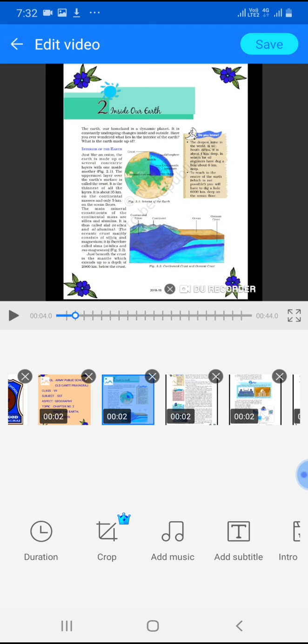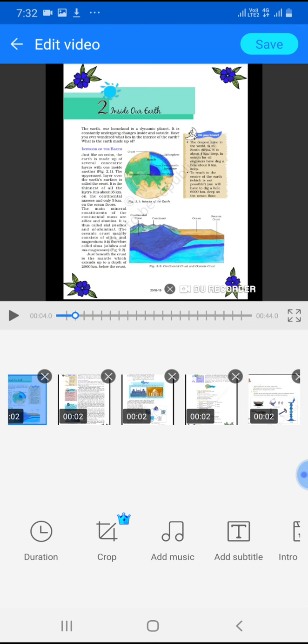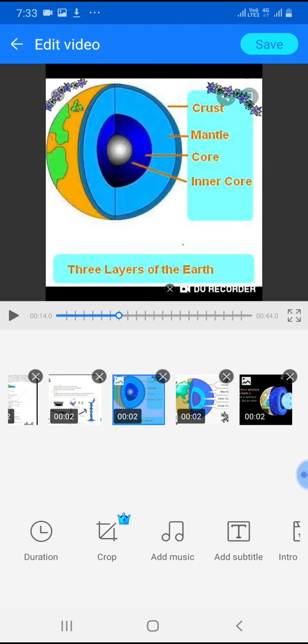Let's revise chapter number 2 from your geography. The name of the chapter is Inside Our Earth. The inside and outside of the earth is constantly undergoing changes. Therefore, it is called a dynamic planet. The earth is made up of several concentric layers. The uppermost layer over the earth is called the crust. It is the thinnest of all the layers. The mantle is just beneath the crust.